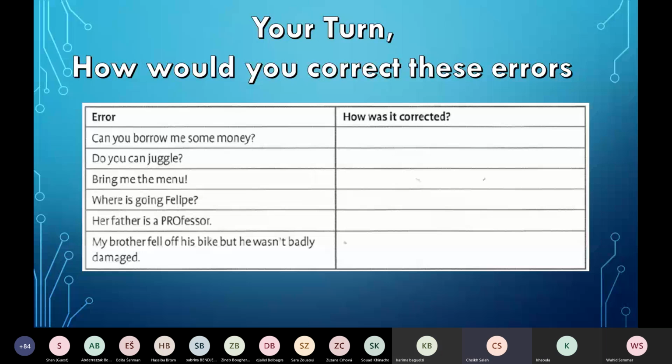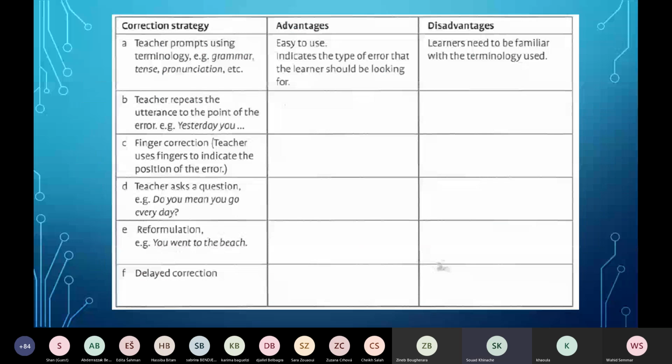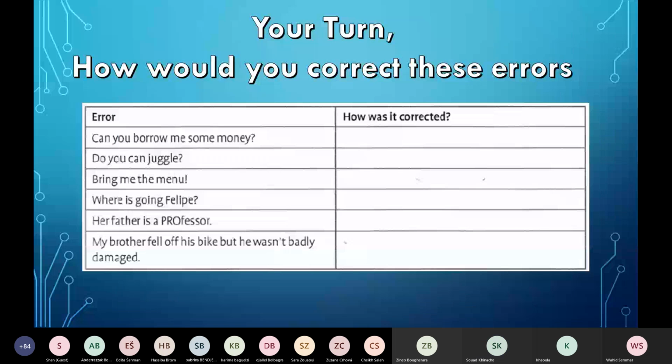"Where is going Felipe?" How do you correct this one? Yes, to add, maybe. Yes, finger pointing or finger correction. I would say, "Where is Felipe going?" Yes. Okay, that's a good one as well.